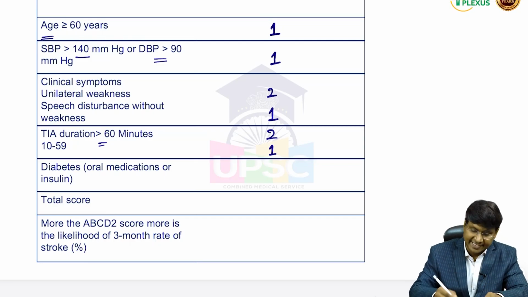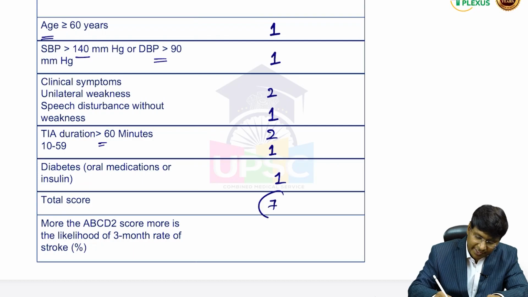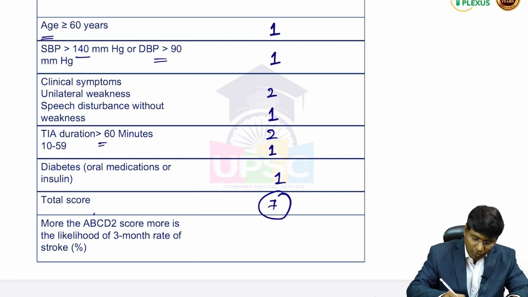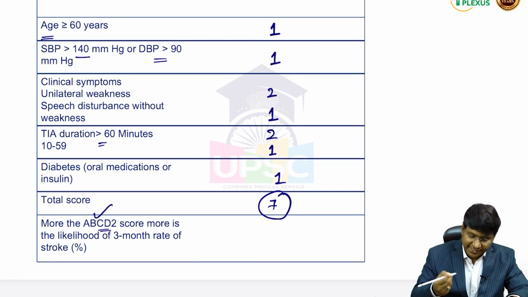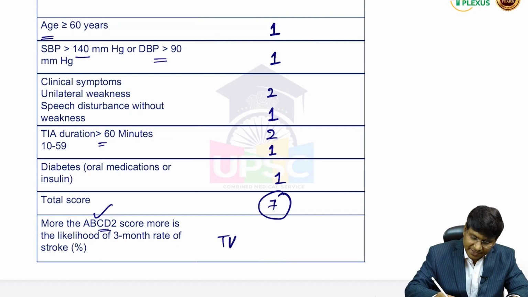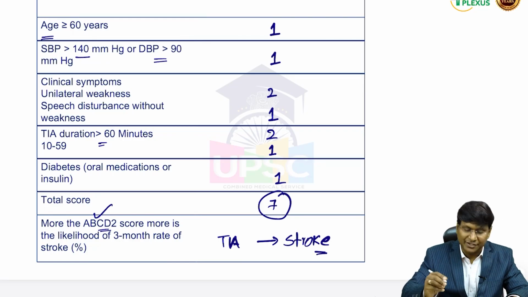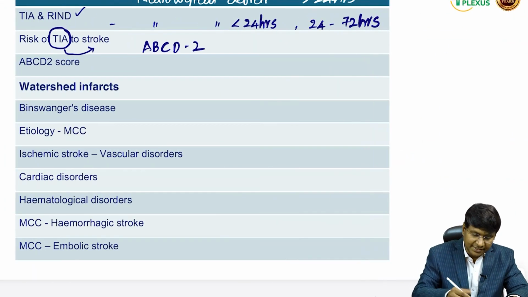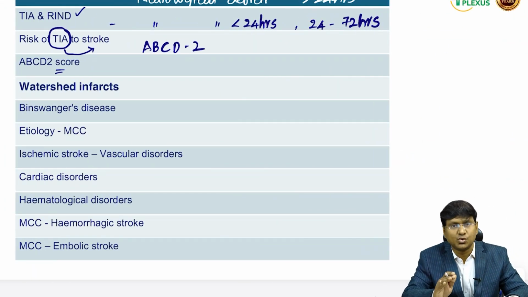And if the individual is diabetic, give a score of 1. So if we calculate the total score, it comes around 7. And please remember, the higher the ABCD2 score, the greater the chance that the transient ischemic attack will progress to the development of a stroke. So this is about the importance of the ABCD2 scoring system.